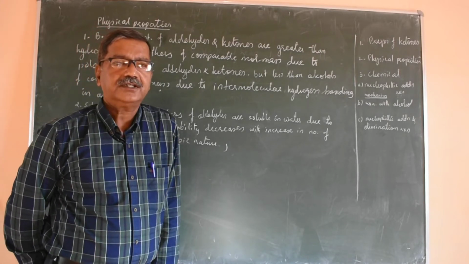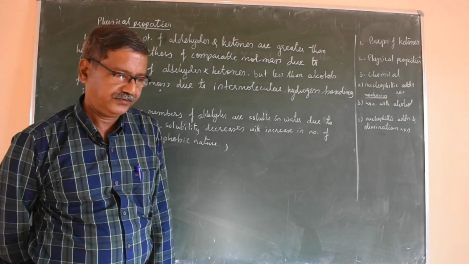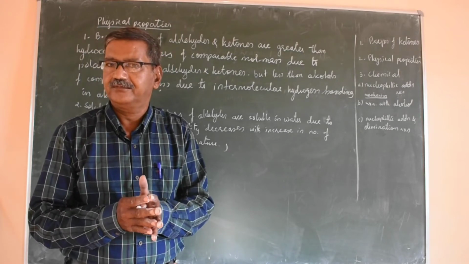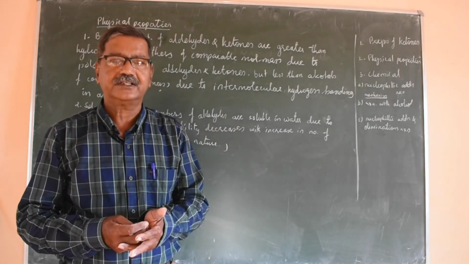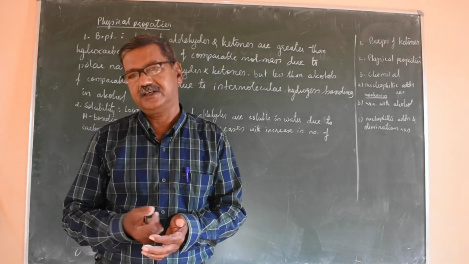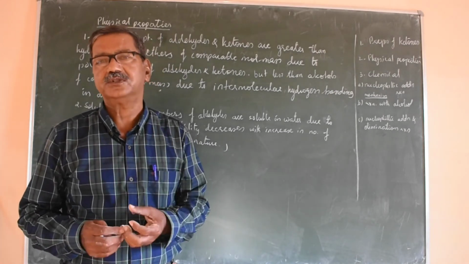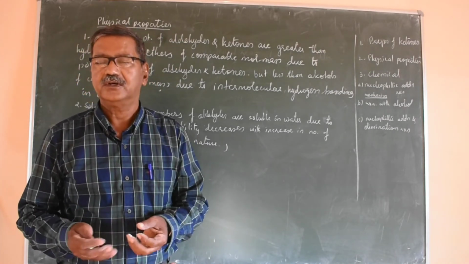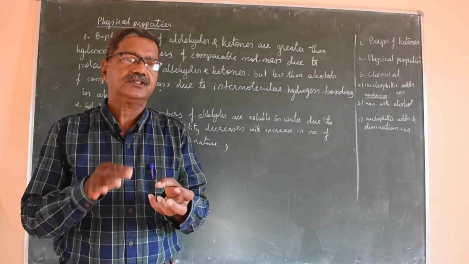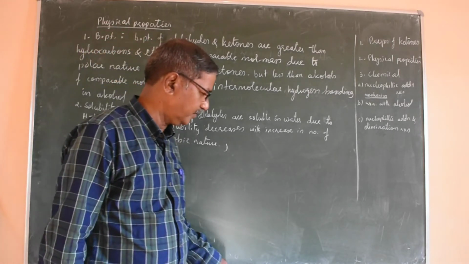Well, let us discuss the chemical properties of aldehydes and ketones. Some of the properties of aldehydes and ketones are similar, for example nucleophilic addition reaction, reaction with alcohol, nucleophilic addition and elimination reaction. All these properties are similar. It is due to the C double bond O group. As we know, both aldehydes and ketones contain the C double bond O group. So these are the properties due to the carbonyl group.